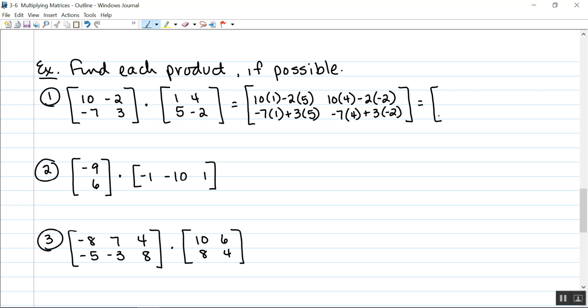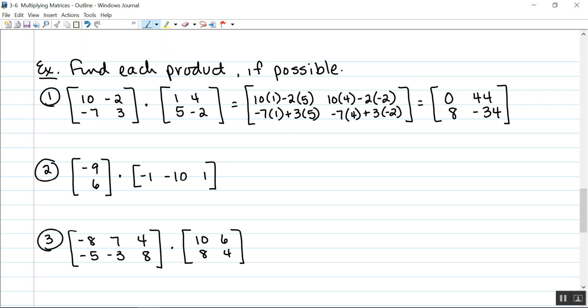And we'll just simplify this to get our product. So this is going to give me 10 minus 10, or a 0. 40 plus 4, which is 44. Negative 7 plus 15, which is 8. And negative 28 minus 6, which is a negative 34. And there's my product matrix.